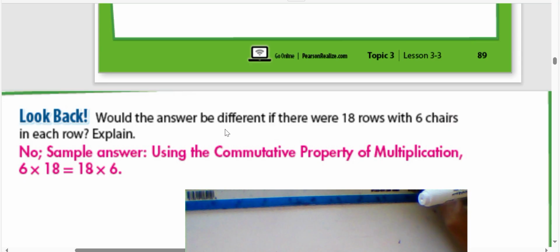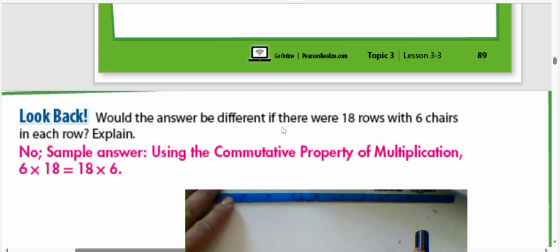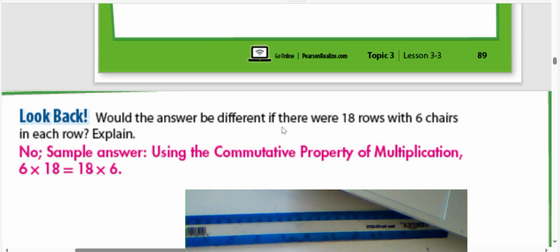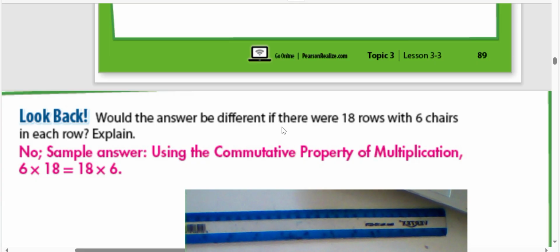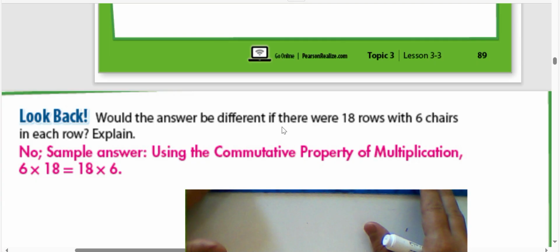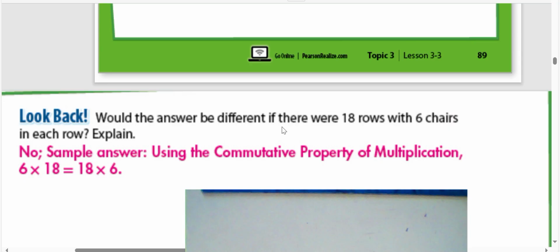Would the answer be different if there were 18 rows with 6 chairs in each row? No, it's not different, because we use the commutative property of multiplication. 6 times 18 equals 18 times 6. Understood? The result will be equal. Commutative means the order of the two numbers doesn't matter: 6 times 18 equals 18 times 6 using the commutative property.